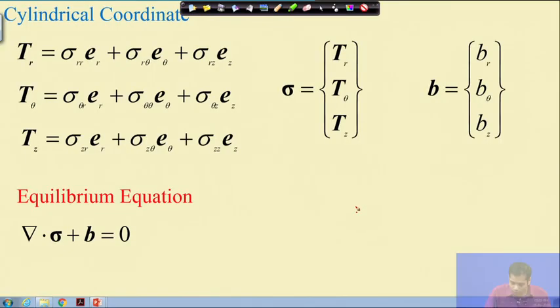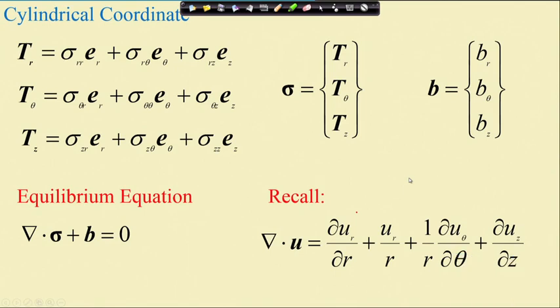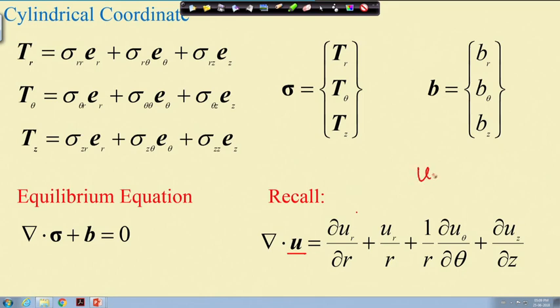Okay. Now, you recall in the cylindrical coordinate system, if we have any vector, any first order tensor u, which has components u_r, u_theta and u_z, then in the cylindrical coordinate system the divergence operator takes this form. In Cartesian coordinate system, what do you get? Okay. Now, this is the operator.